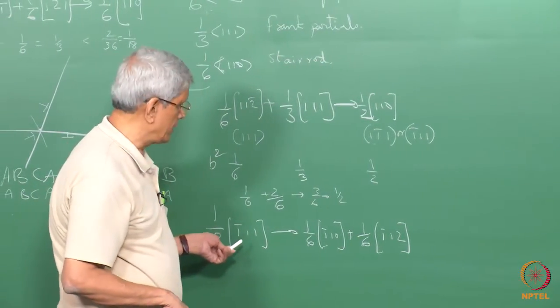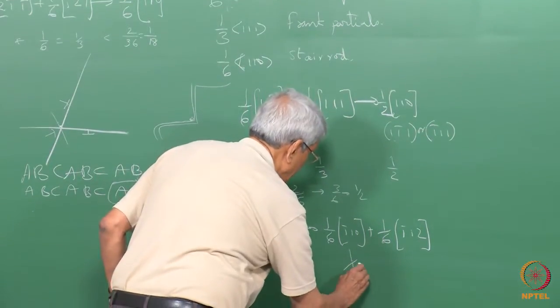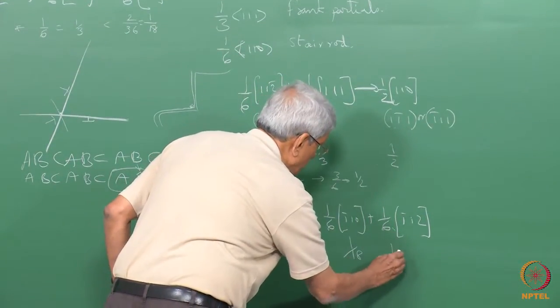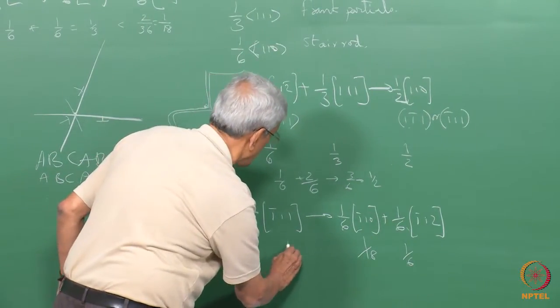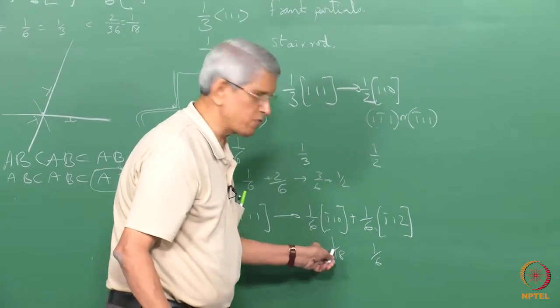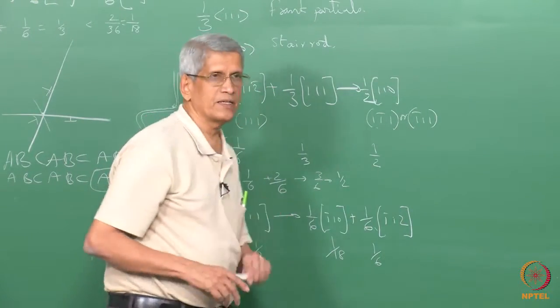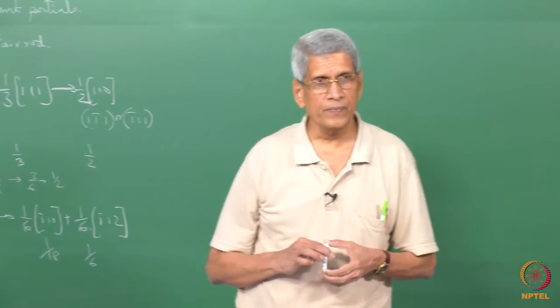Energetically, this reaction is, this will be 1 by 18, this is going to be 1 by 6, and this is going to be 1 by 3. Okay. So essentially this is only a very small fraction which it adds. This reaction is energetically favorable, correct?